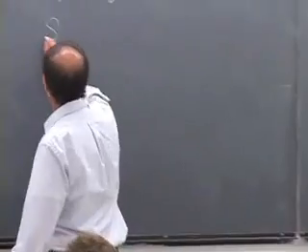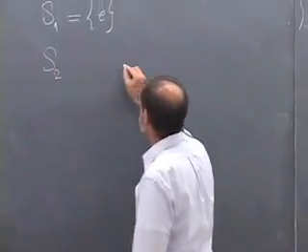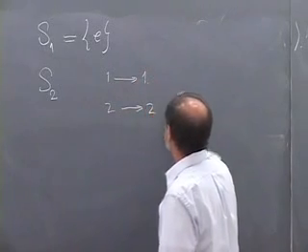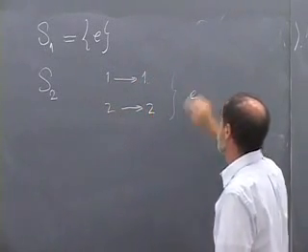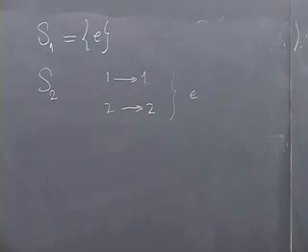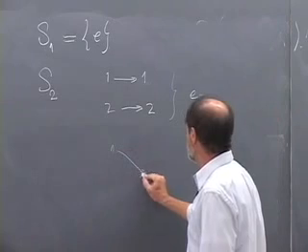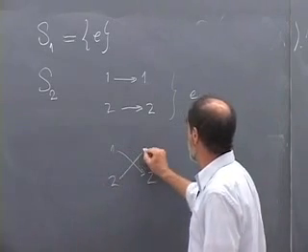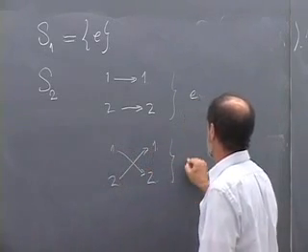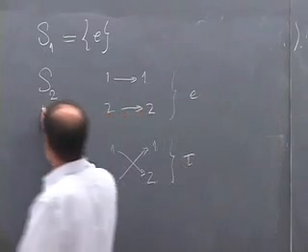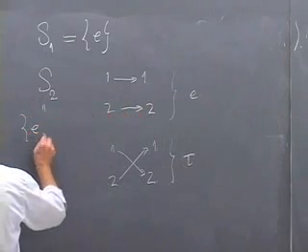How about S2? Well, there's the identity map that takes, let's write our permutation like this, this would be the identity permutation. Takes 1 to 1 and 2 to 2. But there's another element in this group that takes 1 to 2 and takes 2 to 1. Let's call that permutation tau. Okay, so S2 is a set which has 2 elements in it, E and tau.